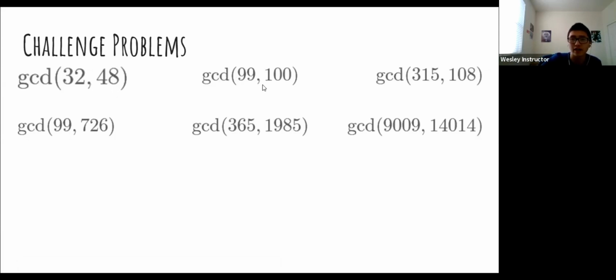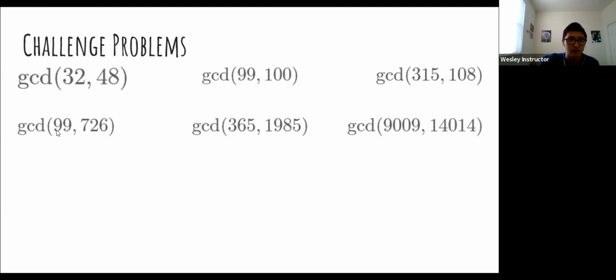GCD of 99 and 100. They don't have any common factors besides 1, so that is the GCD. GCD of 315 and 108. The answer is 9. If you don't really know where to start, you can divide 315 by 5 first, and then keep breaking it down further. And then 108 can be divided by 2, or 4, and then just keep breaking it down more and more.